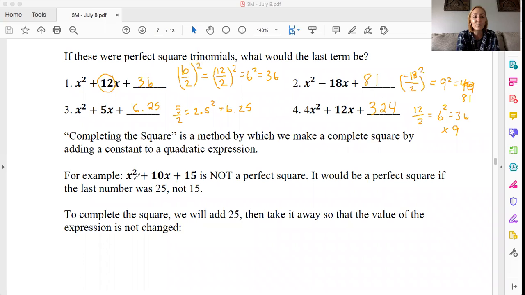So for example, x squared plus 10x plus 15 is not a perfect square. So we need to be able to make it a complete, it has to be a perfect square. It would be a perfect square if the last number was 25 and not 15. So I'm going to clear this.